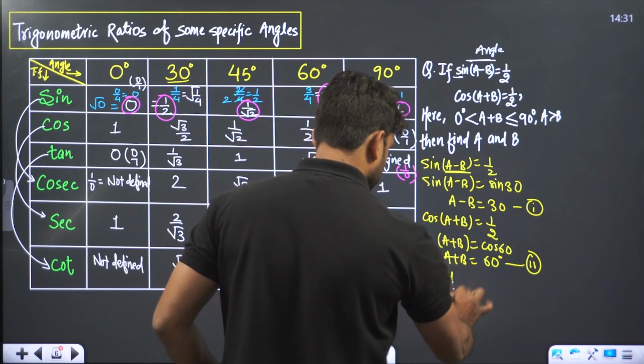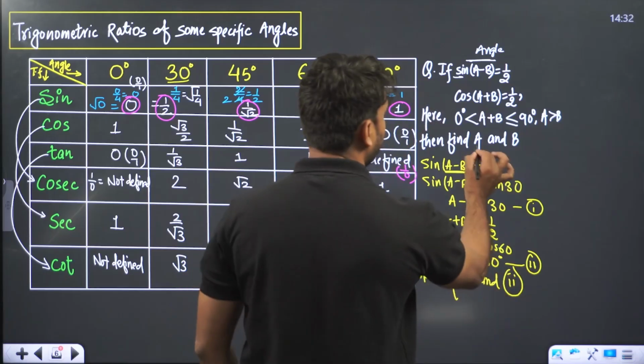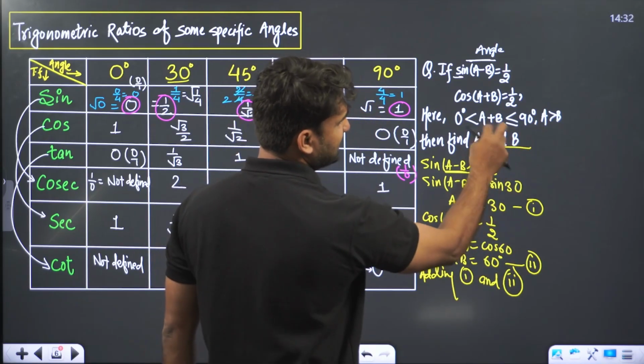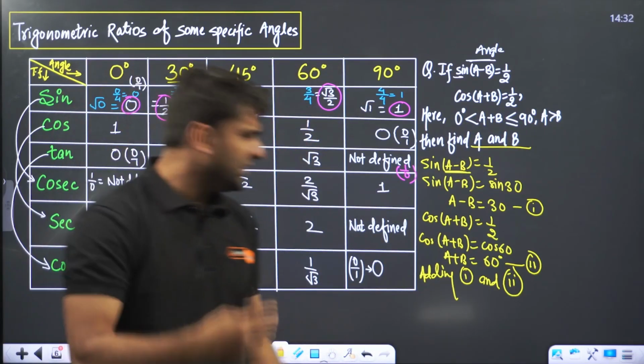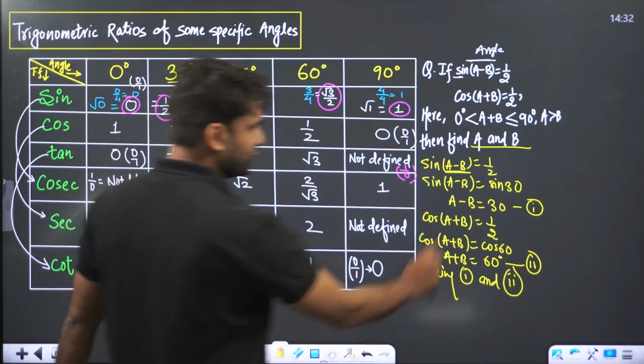Adding first and second, because in this question we have to find out A and B. Both A is greater than B, and the sum A plus B is less than 90 degree, meaning A plus B is an acute angle. We can see A plus B is 60 degree, which is less than 90 degree.